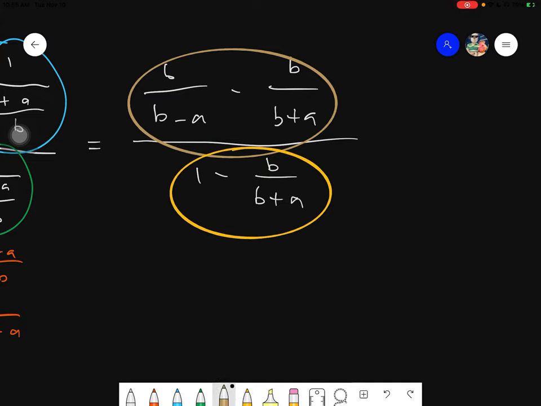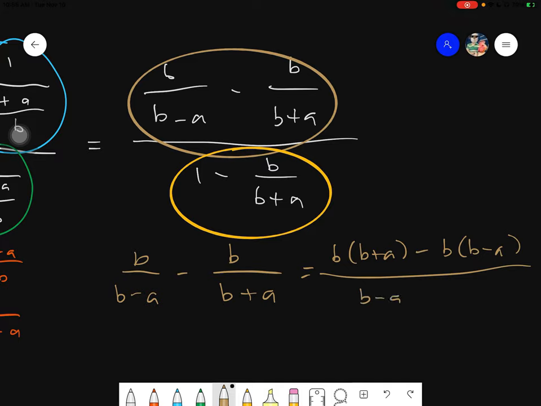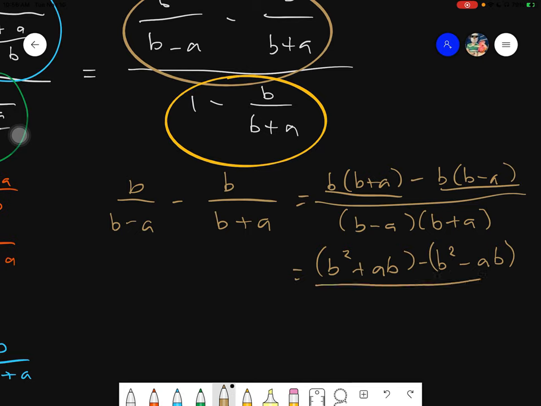As for the brown one, we have b over b minus a minus b over b plus a. Evaluating this one, cross multiply. So b times b plus a minus b times b minus a all over b minus a times b plus a. This one, the very first one, is equal to b squared plus ab, minus another one, this one is b squared minus ab, parenthesis still, all over b squared minus a squared.